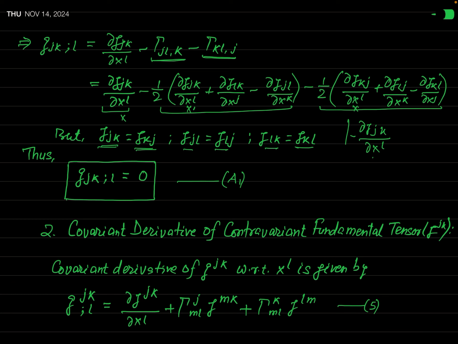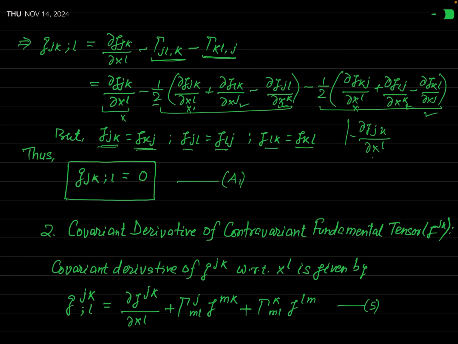Here GLK by del XJ will actually be negative. But here minus minus will become plus. So this and this will cancel out. Again, you can see GJL is equal to GLJ. So this term and this term will also cancel out. So what are you getting?